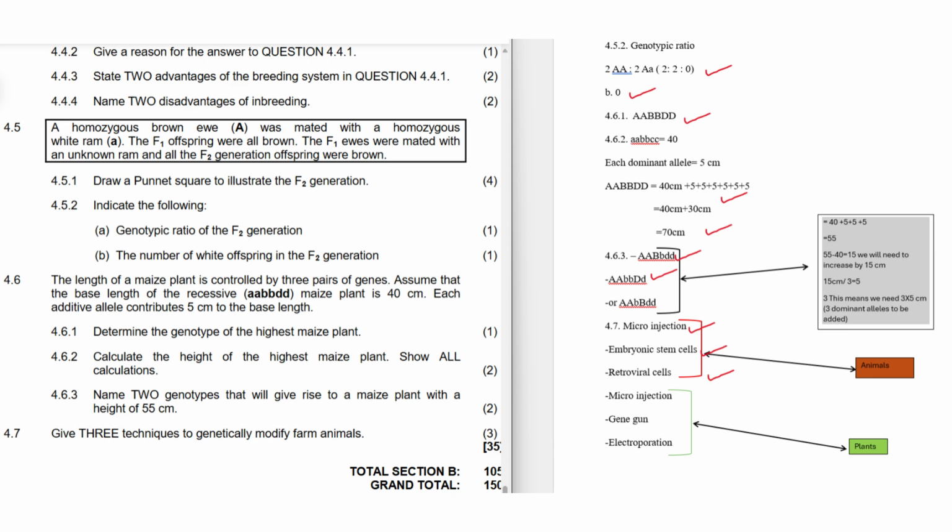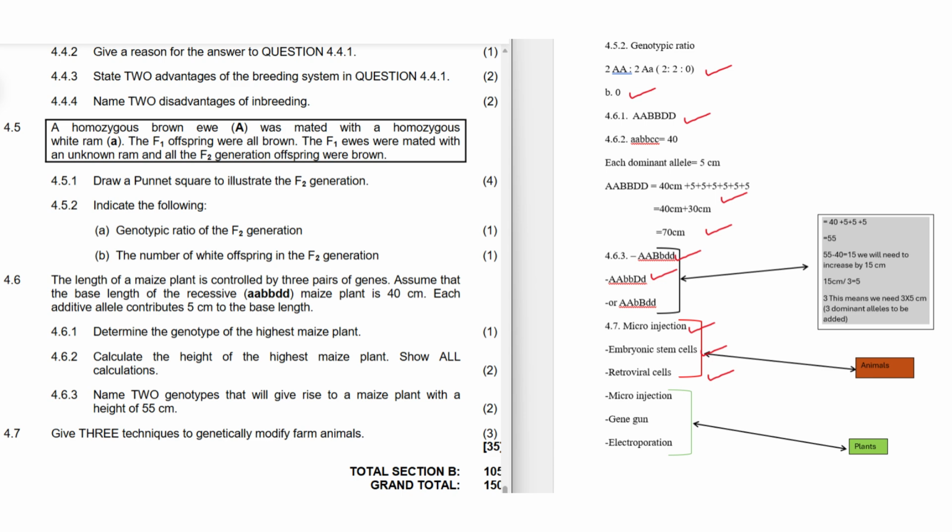If we were producing, let's say, 100 liters per day, then we can add more dominant genes, and we can end up producing 150 liters. Let's move on. 4.6.1: determine the genotype of the highest maize plant.